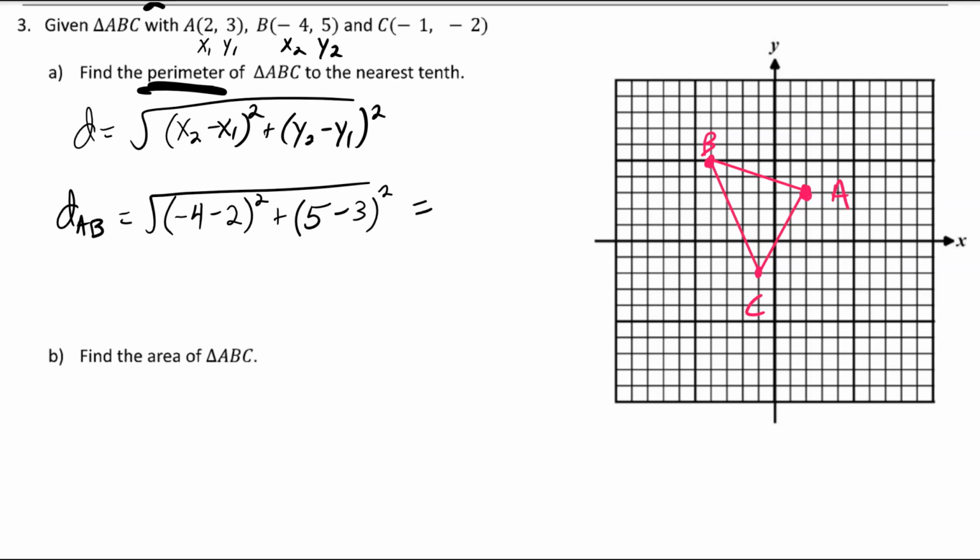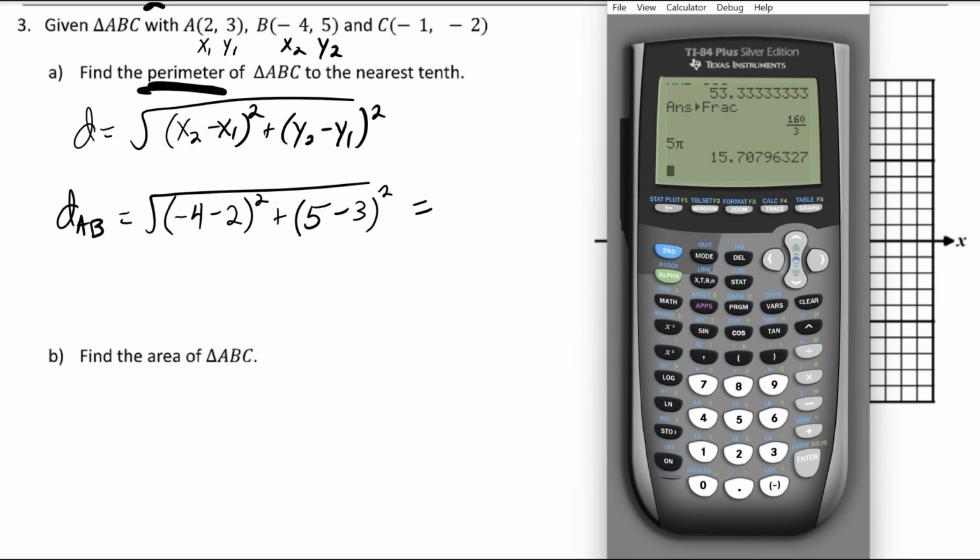Now when I type this into my calculator, I'm going to type in everything except for the square root sign. So I'm going to use parentheses just like I have it. Negative 4 minus 2 squared plus, and then I'll use parentheses again, 5 minus 3 squared. I check to make sure that it looks exactly like what I have written down there, and I find that that's 40. So the side length AB is radical 40. It says to the nearest tenth, but I want to wait till the end to calculate that to the nearest tenth.